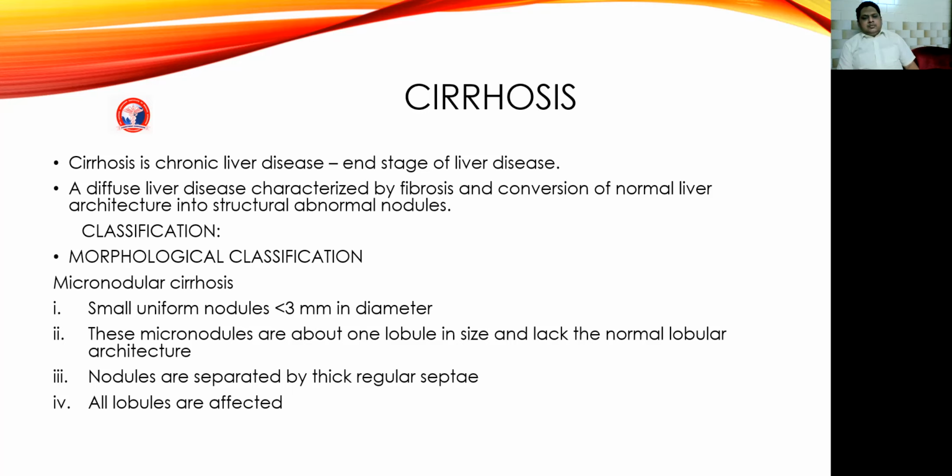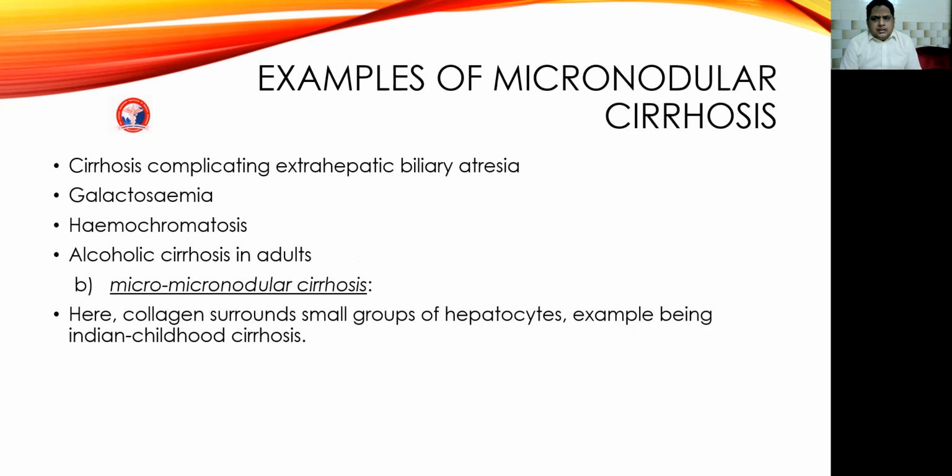So each and every lobule becomes one nodule in size, and there is a lack of normal lobular architecture. If you see microscopically, the architecture of the cells is completely lost, so it totally looks abnormal. The nodules are separated by thick regular septae, and all the nodules are affected nodules only. There is nothing normal. All these are damaged cells.